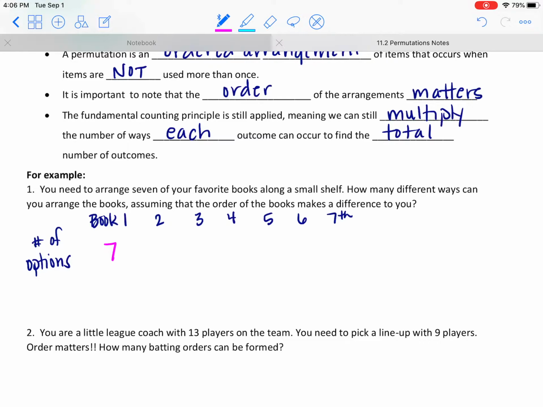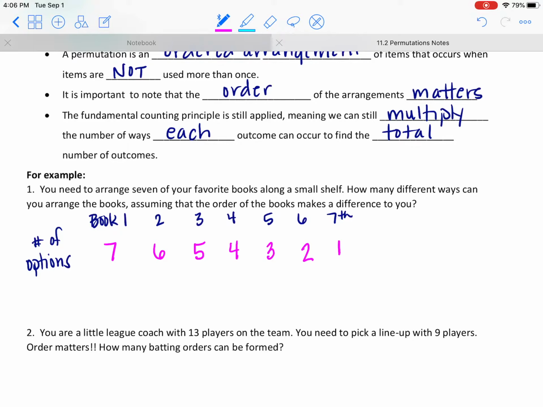But once I put one in that first spot, in the second spot, there are only going to be 6 left to choose from. And then I've placed 2 books, and there's only 5 left to choose from here, and then only 4 left here, and then 3 left here, 2 left here, and when I go to put my last book on the shelf, there's only 1 book that could go in that spot.